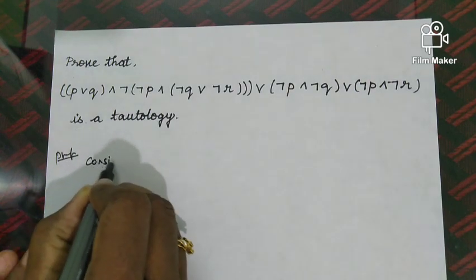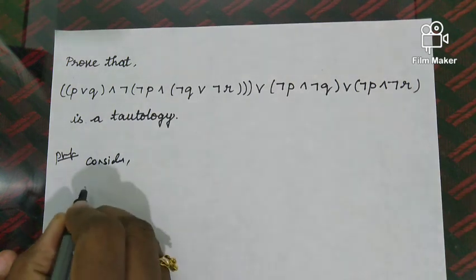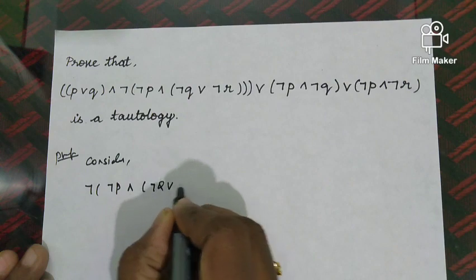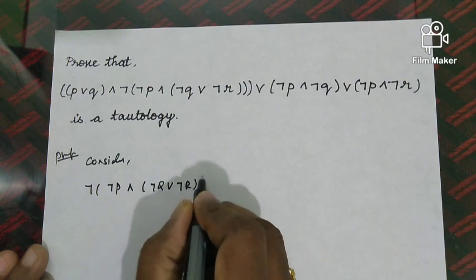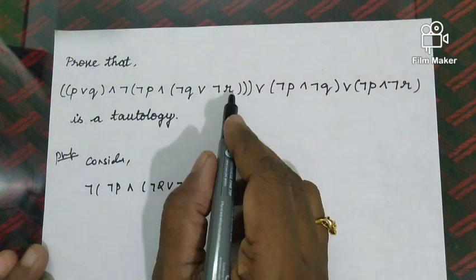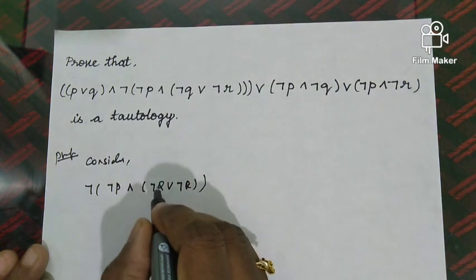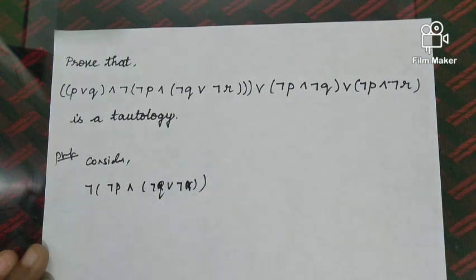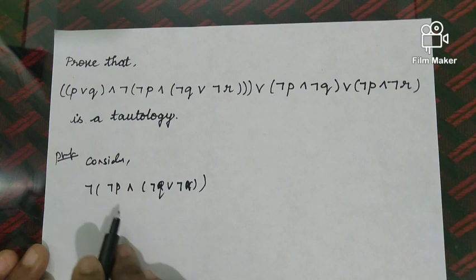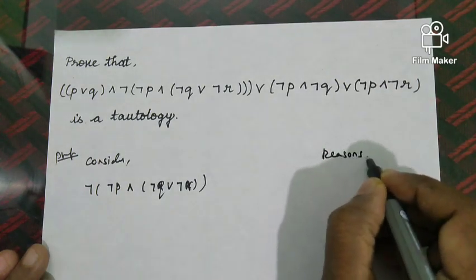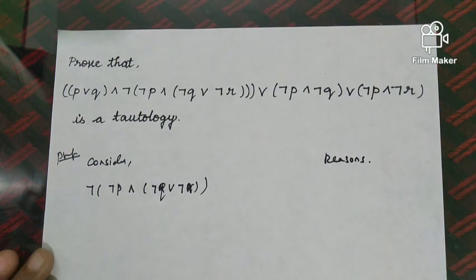Consider, take this one: negation of (negation P and negation Q) or negation R. Here it is small q and small r; I have written capital Q and capital R, which doesn't mean you can't write small q and small r. Whenever you see a negation, you have to remember De Morgan's law, so here also we are going to apply De Morgan's law.